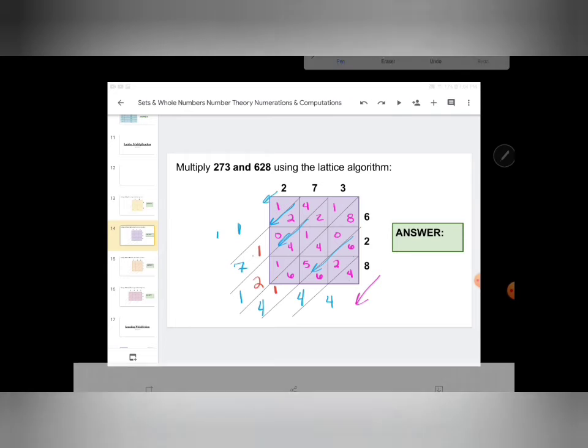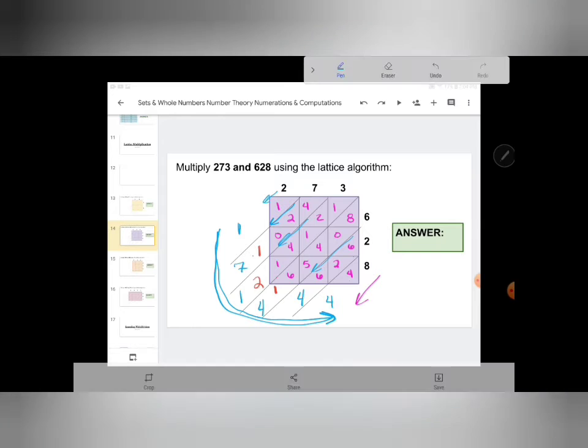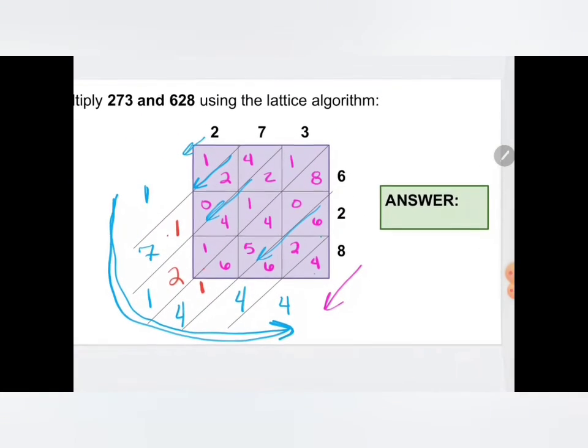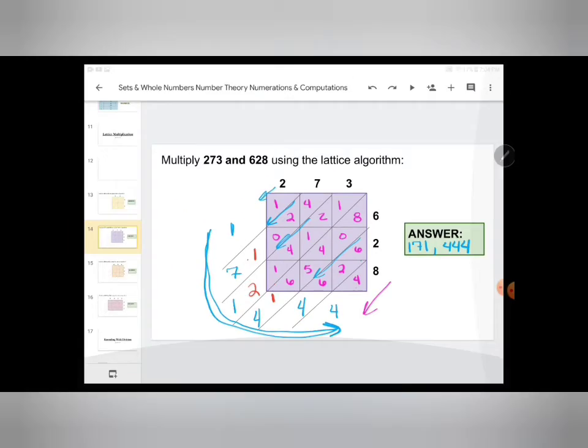The best way to get that is to just write our blue numbers, our final numbers, in order from this direction, which means that 273 times 628 will be 171,444.